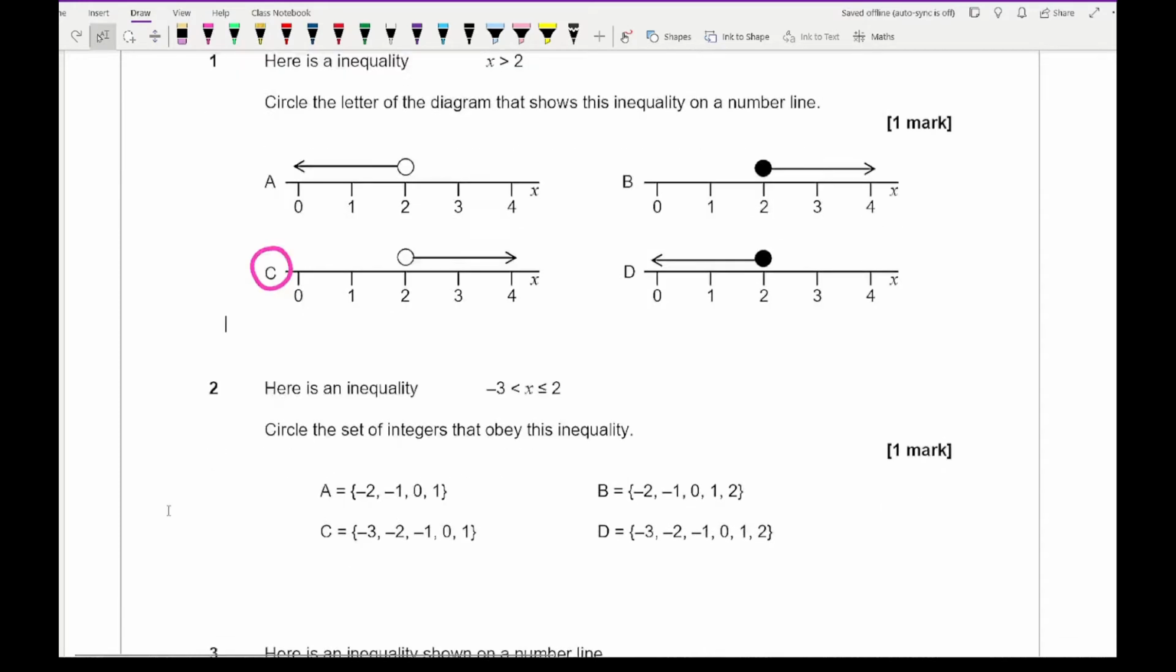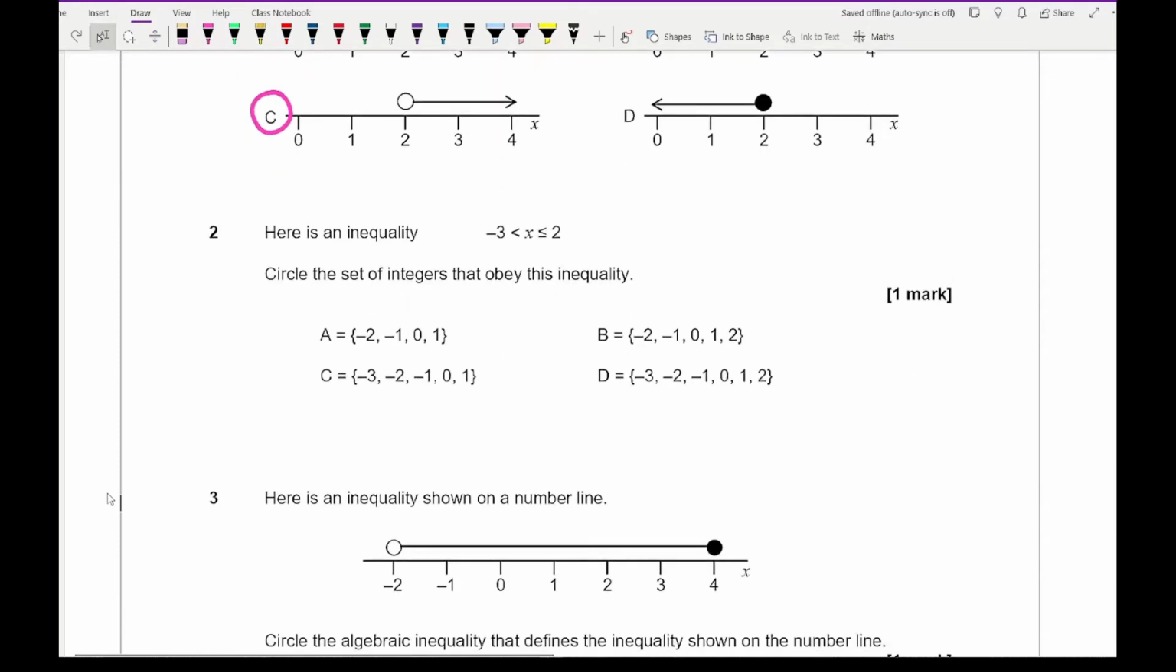Then moving on to question 2, it says here is an inequality and we've got x is between -3 and 2 inclusive of 2. It says circle the set of integers that obey this inequality. Now just quickly going through how we do this. So if I write down all the numbers between -3 and 2, and if I look at the inequality next to each number, if it's got a line underneath it, I keep it, and if there is no line, I get rid of it. So here I get rid of the -3. So this is the set of integers that I'm looking for, and that is section B.